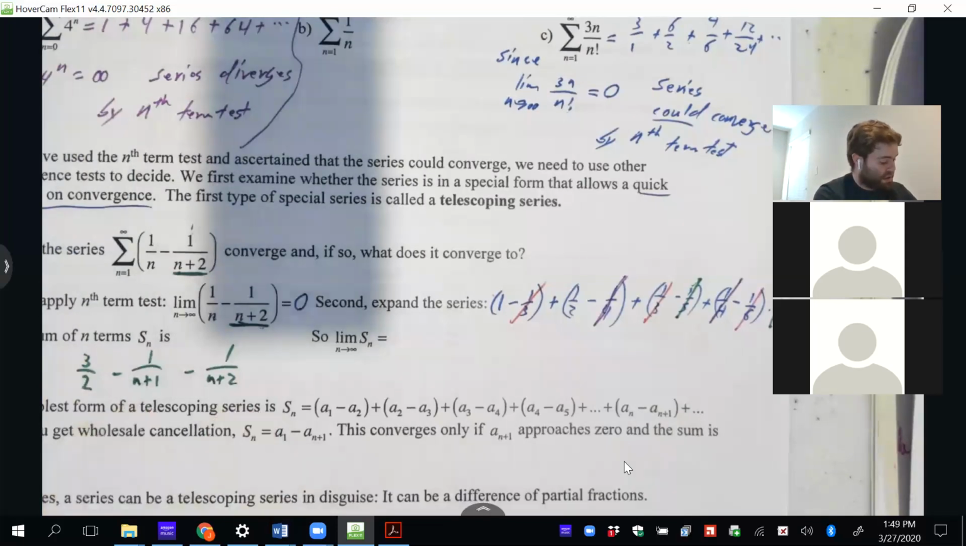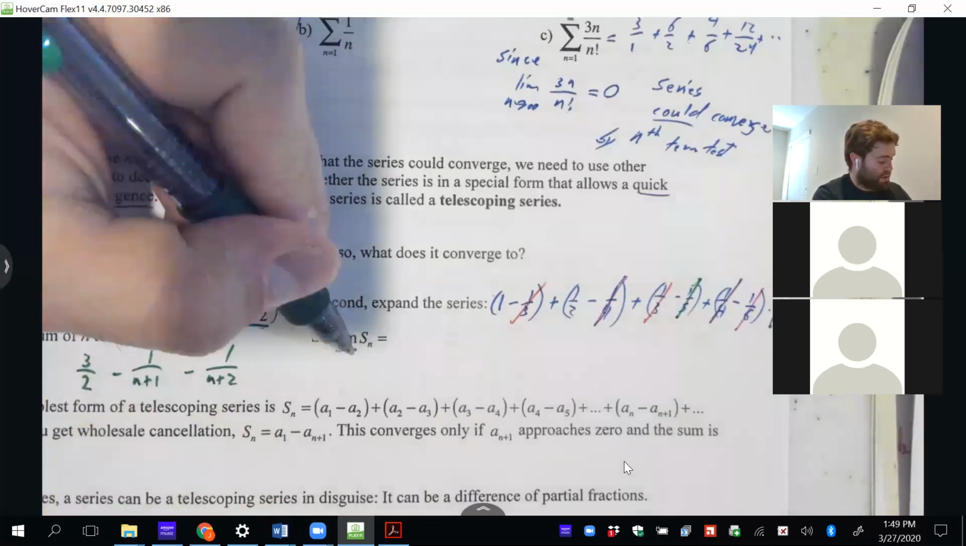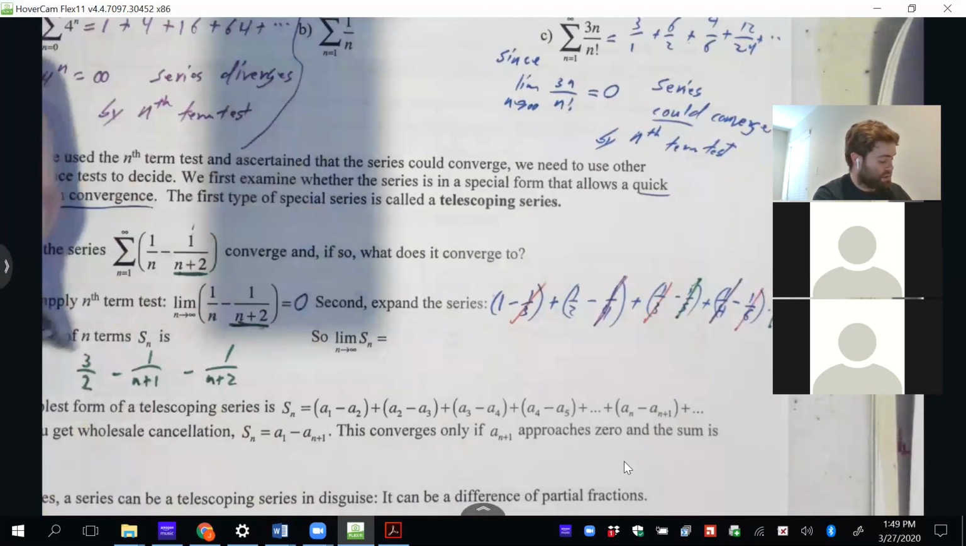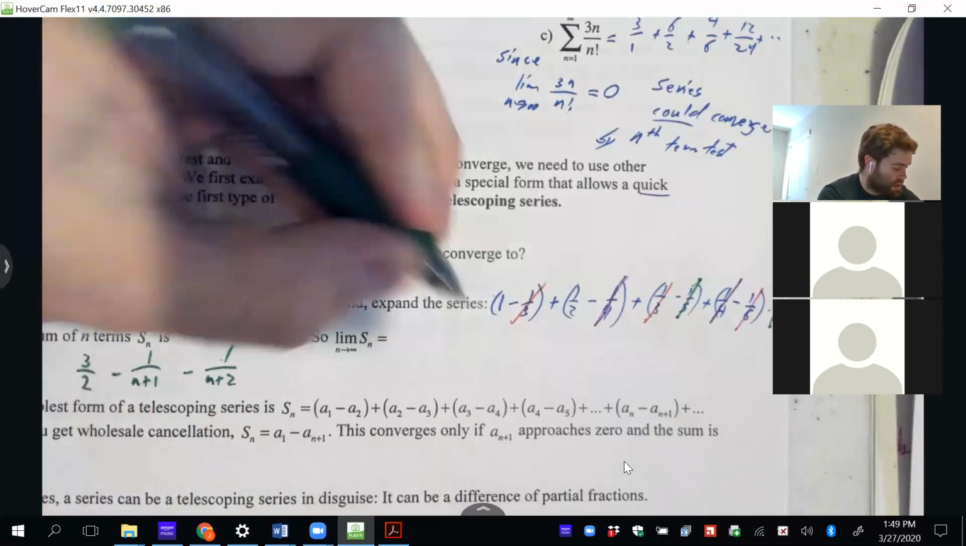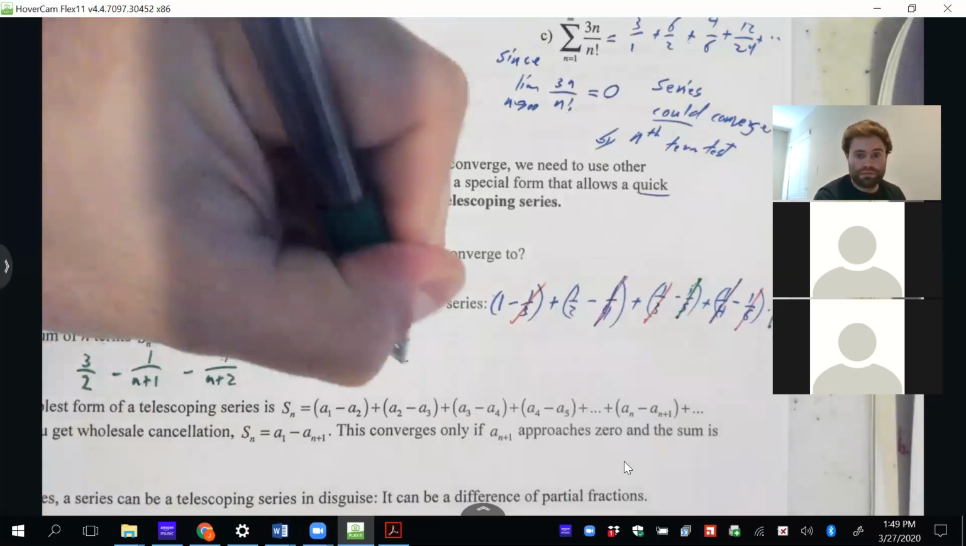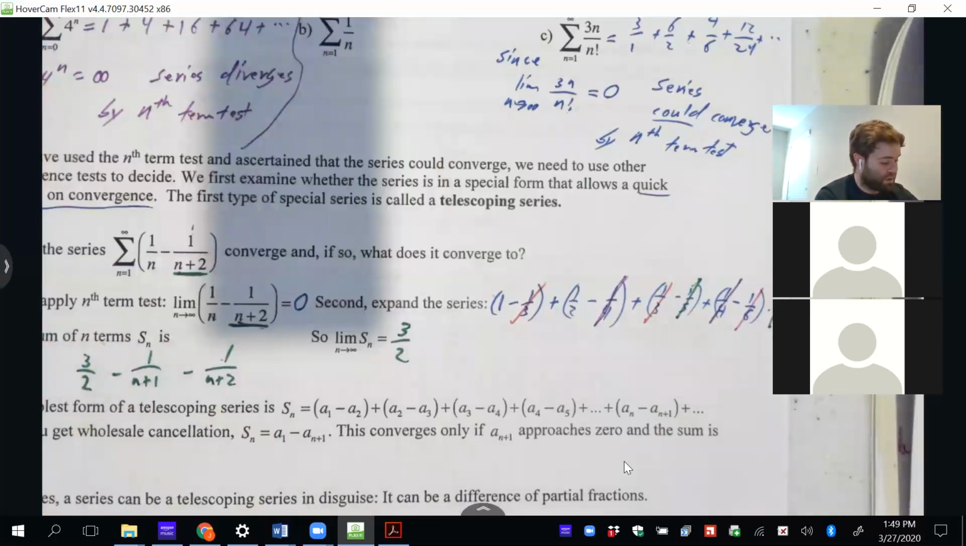And then if we now take the limit as n approaches infinity of this right here, which represents the sum of n many terms, well, these two terms would end up going to 0, and we are only left with 3/2, or 1.5.